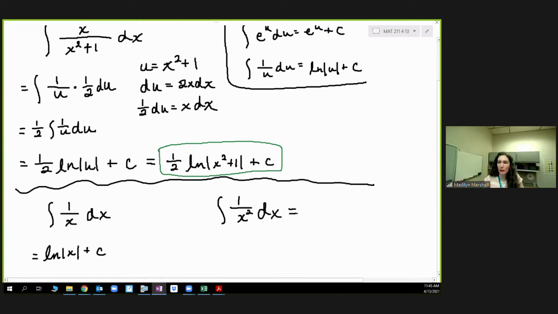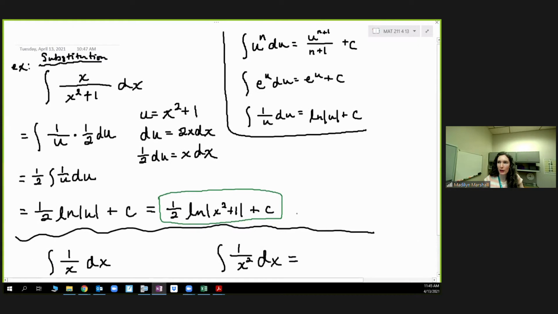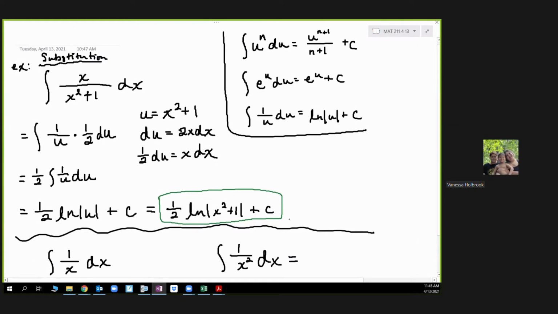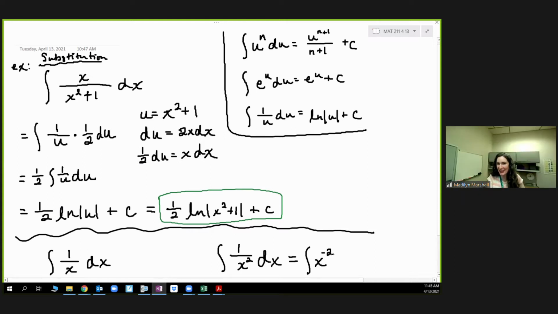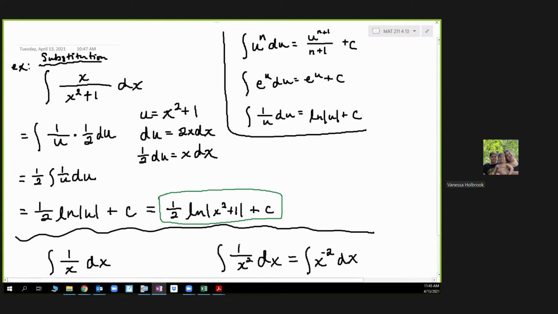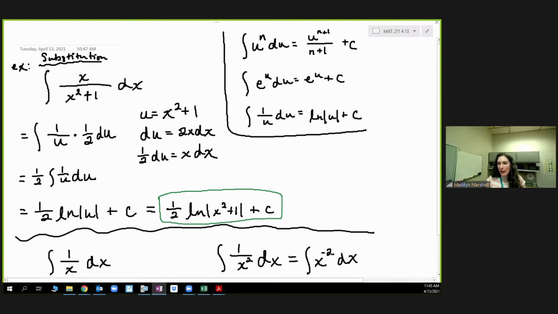How can we rewrite 1 over x squared so that it fits one of our rules? Is it just x to the negative 2? So when we do the integral, a -1 will come out. But here, I'm just looking at rewriting it. So it is x to the -2. It's the fact that we can rewrite 1 over x squared as x to the -2 that makes it this first rule, where we have just our something raised to a power.